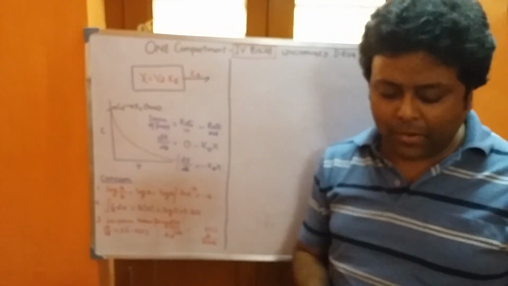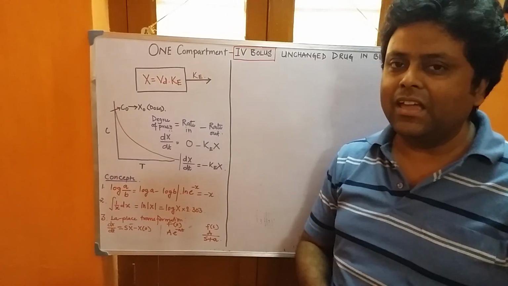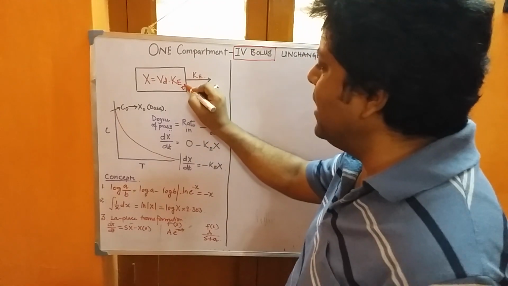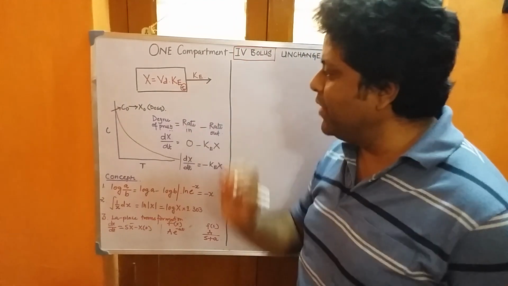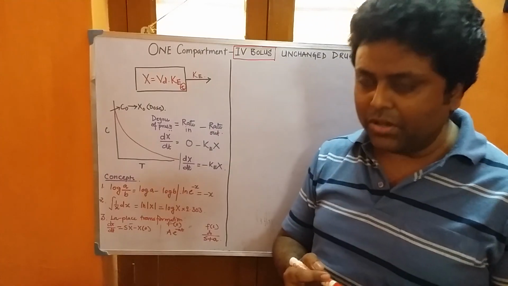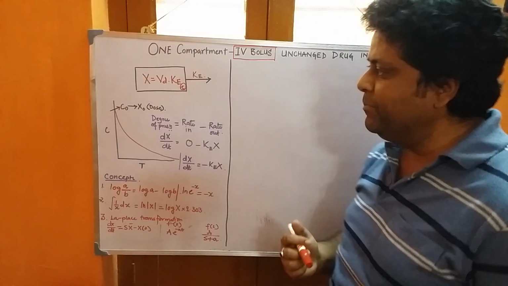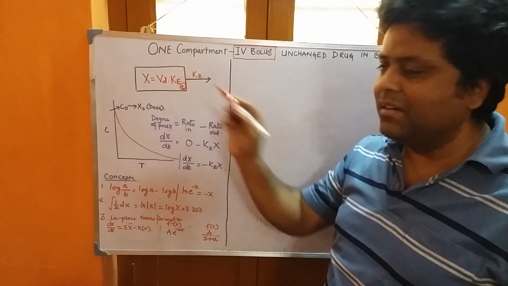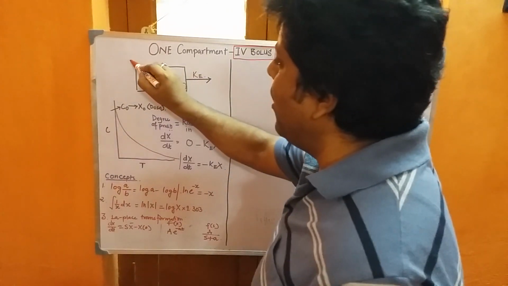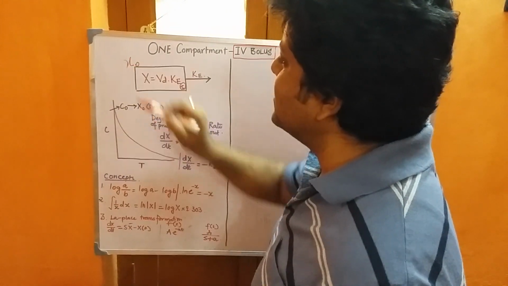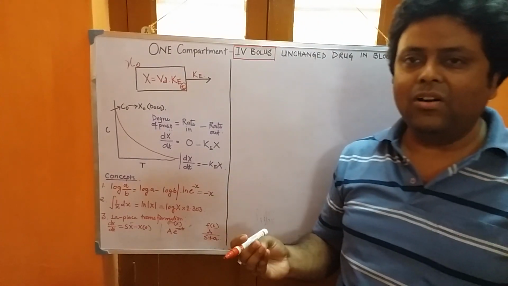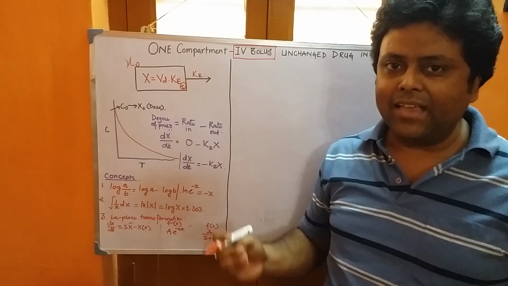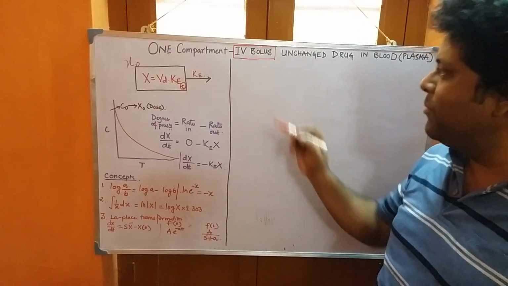X is the amount of the drug which is present in the body at a time called t. So this is the time t at which X is the amount of the drug present in our body, and the amount present in our body actually depends on the value of X naught. X naught suggests the initial amount of the drug which is being given as a dose in the form of IV bolus.